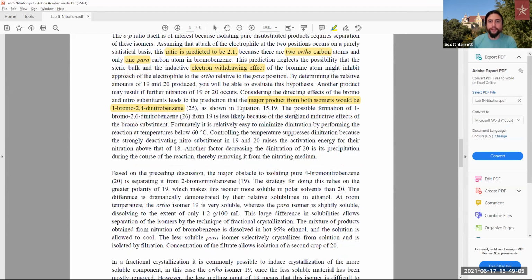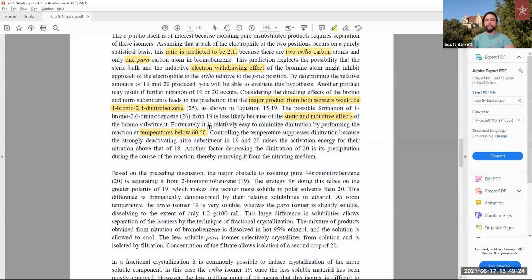And going forward, they say the possible formation of the ortho is less likely because of steric and inductive effects of the bromo. So sterics are highly affected as well as inductive effects from bromine itself. Then we can actually minimize dinitration by performing reactions at temperatures below 60.